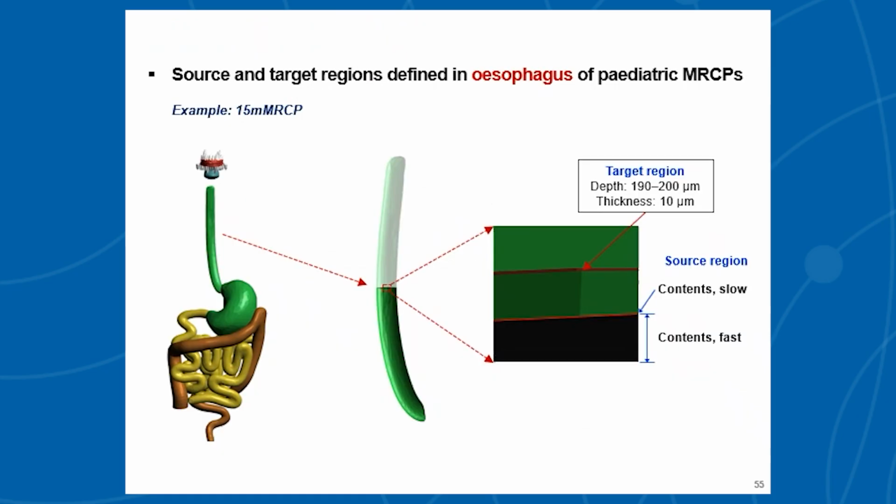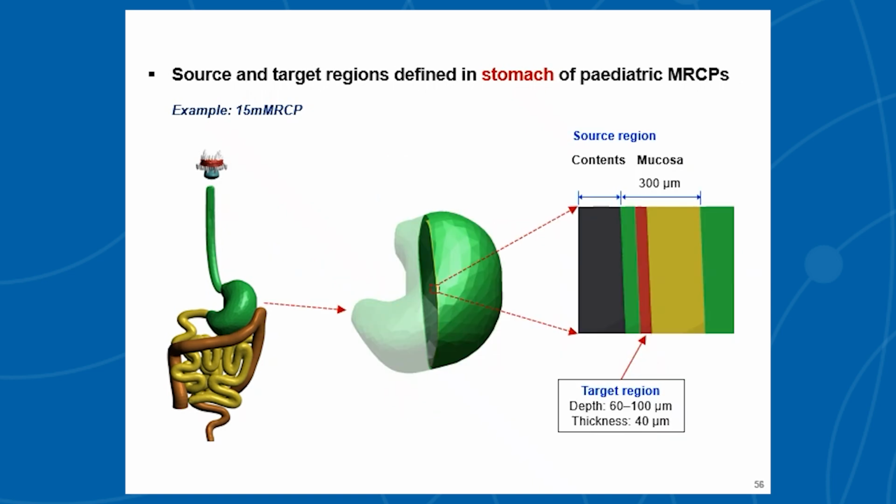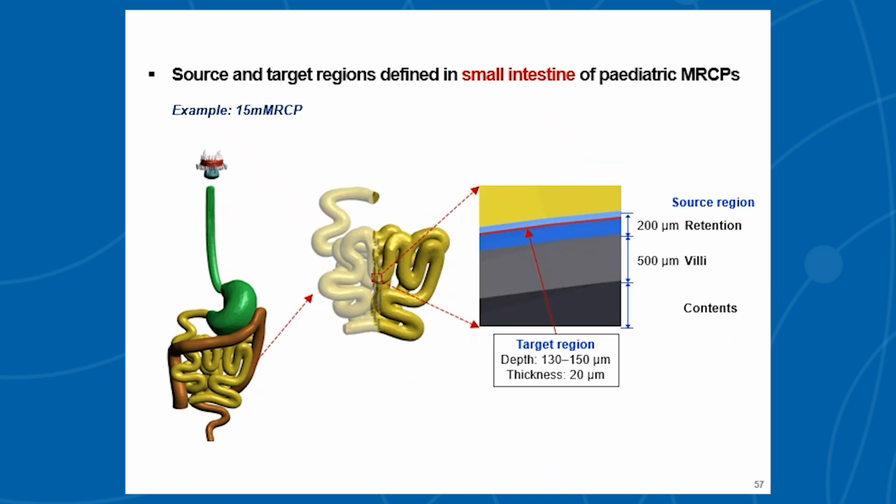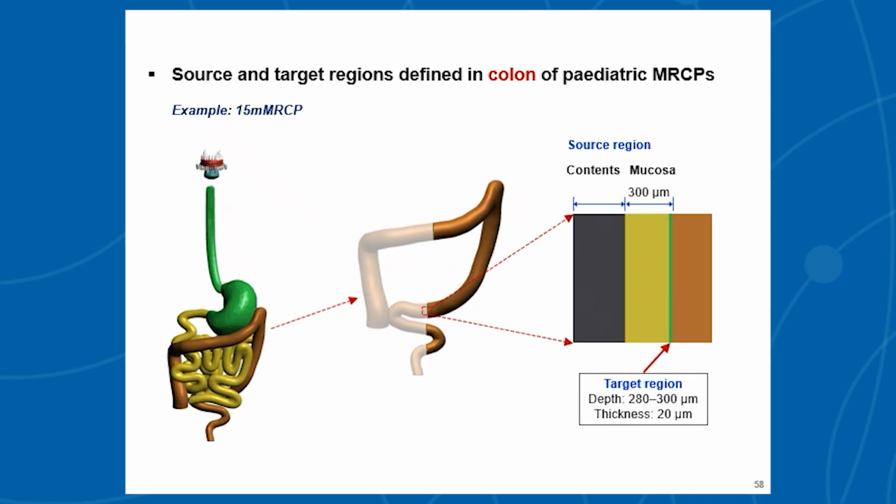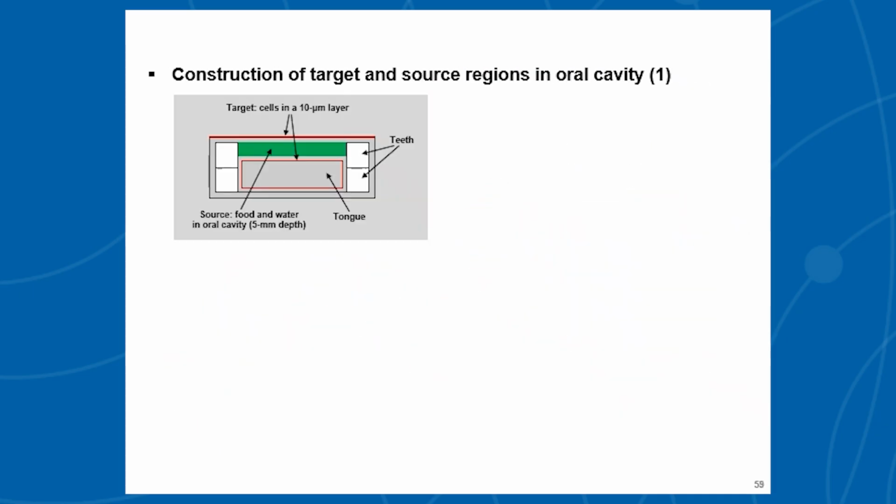Here you can see the target and source regions defined in the esophagus, stomach, small intestine, and colon. For the oral cavity, the target and source regions were defined with an additional process because of its relatively complex structure.